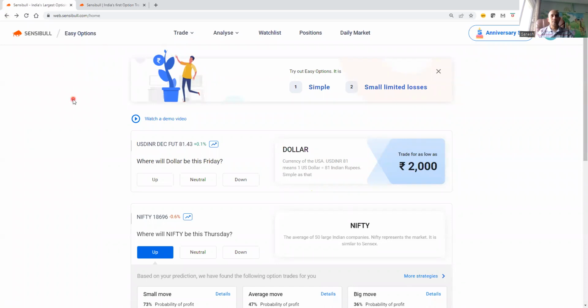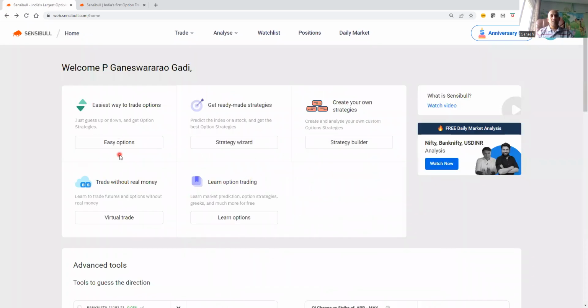Now, this is all about Easy Options. Now, Strategy Wizard. Let's go to Strategy Wizard. What is that all about? Here, as we said, you get ready-made strategies. What are ready-made strategies here? I will show you.